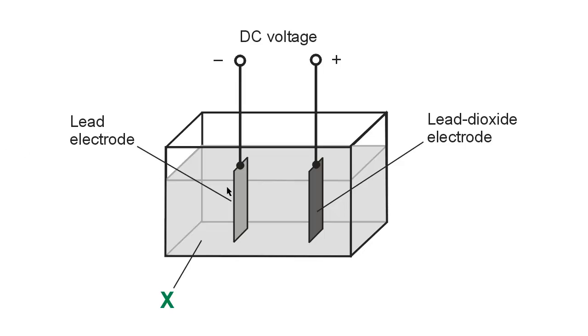Obviously, a lot of these cells, if you tip them over, the acid will spill out of them, and that acid is pretty caustic. You do not want to get that on your skin. But once again, this substance X in here is sulfuric acid, or a solution of sulfuric acid and water, and that is choice B.